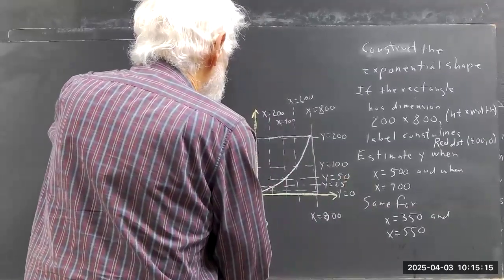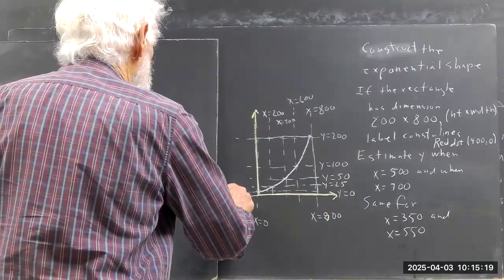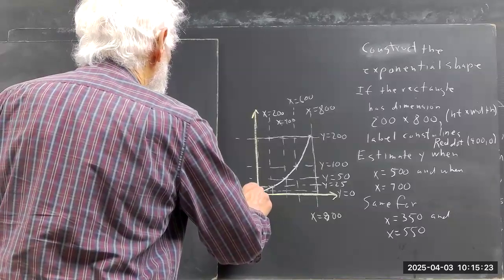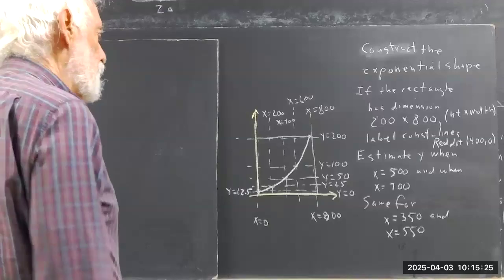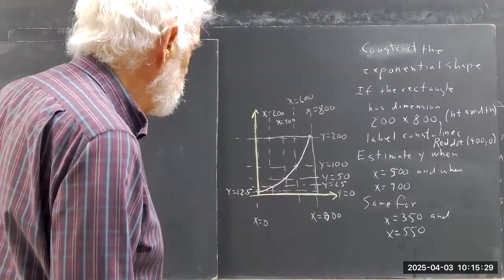Then this last one, there really isn't room to label it over there, so I'll label it over here. That's y equals 5. And I've actually got it a little bit too low. Get the idea.